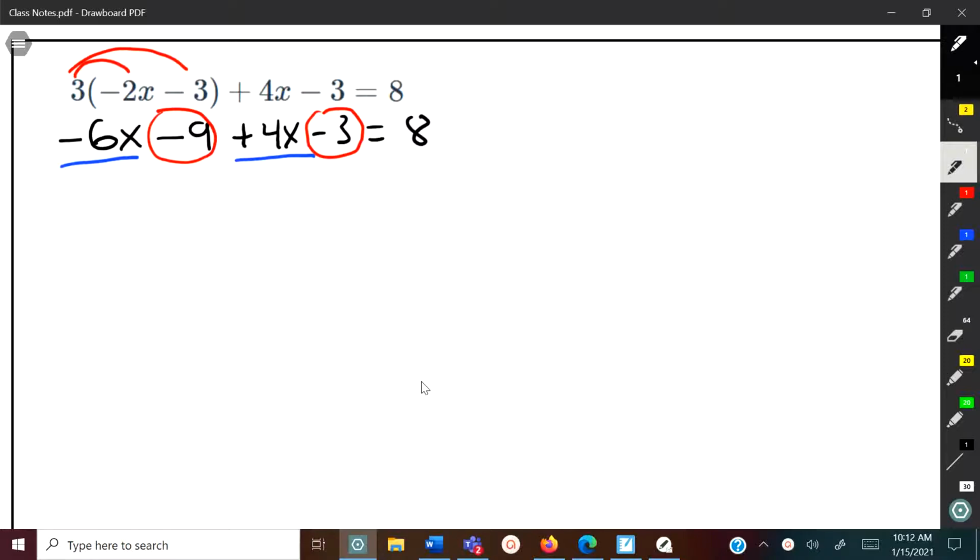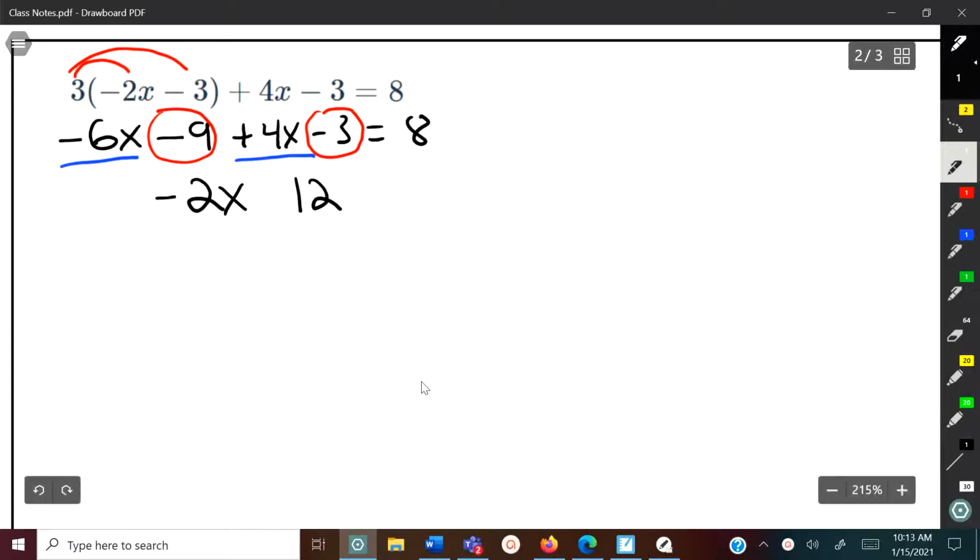So the negative 6x and a positive 4x, they're different signs, so you find the difference. So 6 minus 4 is 2x. And since the 6 is the bigger absolute value, we go negative 2x. Next, I take the negative 9 and the negative 3. They both have the same sign, so I find the sum. 9 plus 3 is 12. And since they're both negative, we keep it negative. Then I bring down the equals 8.